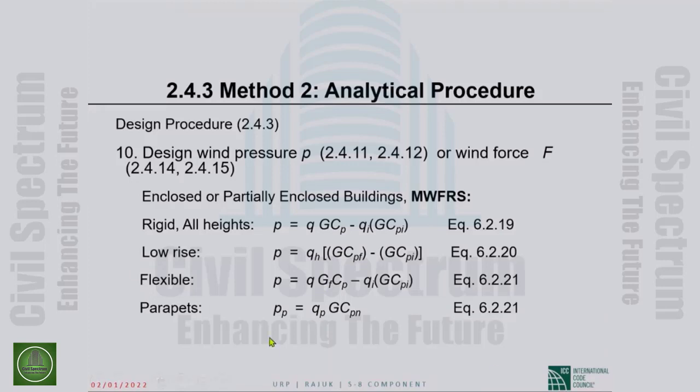And then for parapets, there is a G times C sub pn given, which you multiply by the velocity pressure at the top of the parapet. So that is some detail that you will have to look up. What I just said is probably not sufficient, but there is a separate coefficient, C sub pn, that I wanted to draw your attention to.